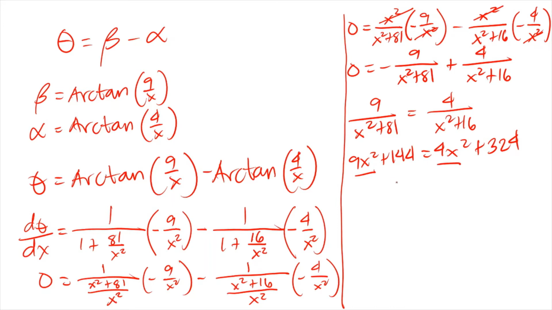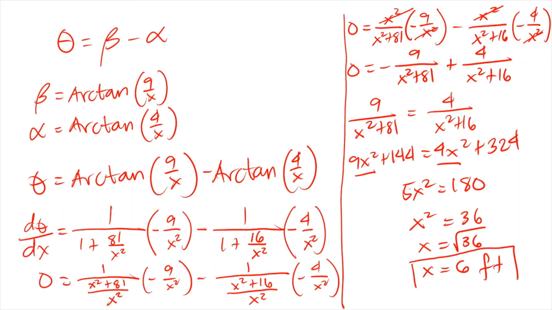So 9x squared minus 4x squared, we get 5x squared, equals 324 minus 144, that would be 180. Okay, then divide both sides by 5, so that we are left with x squared equals 180 divided by 5, that would be 36. Okay, and obviously it's a perfect square, so square root of 36, that would be plus minus 6, but we are only considering the positive value because we are talking about linear measurements. Okay, so x equals 6, the unit is feet. This is now how far you should stand from the painting so that you get the best viewing angle.